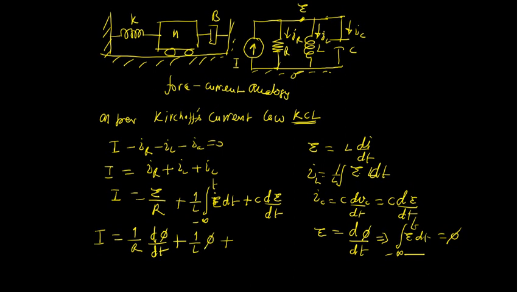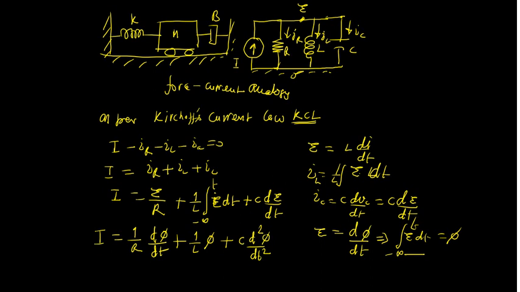plus dE over dt. So dE over dt is d2 phi over dt square. So can I write here C d2 phi over dt square. So we have again the equations.